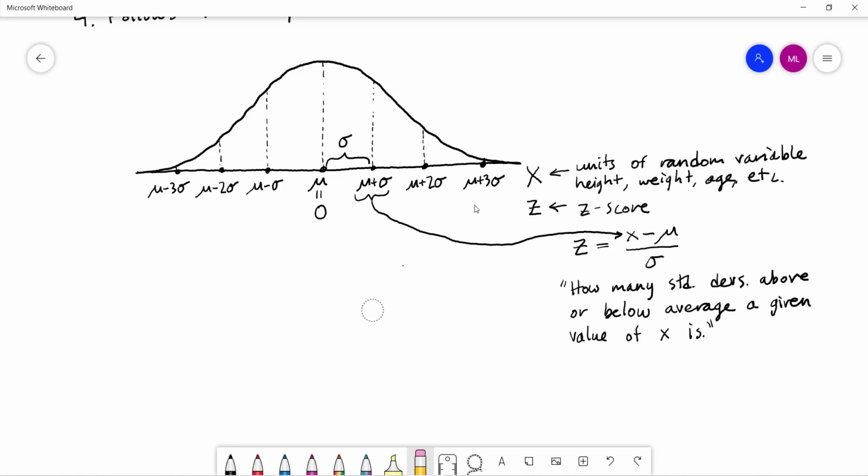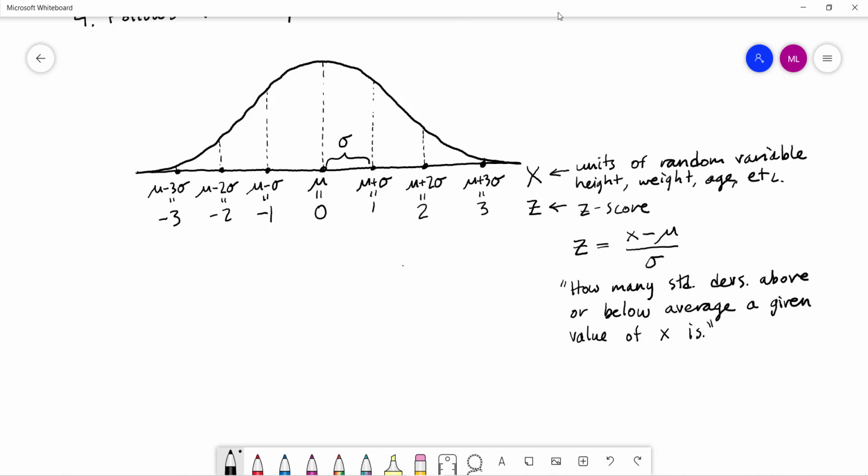Let me erase this real quickly. This is where I'm getting these values that I'm going to write down. It's from taking the value that we've written down here and plugging it into this formula. This has a z-score of 1. It's 1 standard deviation above average. What about this one? This is 2 standard deviations above average. This one is 3 standard deviations above average. Over here, it is 1 standard deviation below average, so it's negative. Over here, it's -2 because it's 2 standard deviations below average. And over here, it's -3. So these are the corresponding z-scores along our distribution.